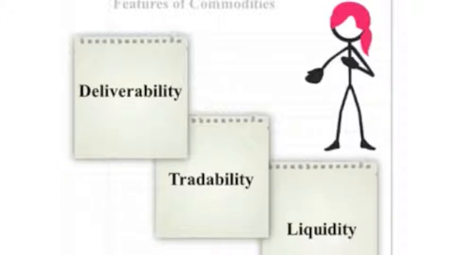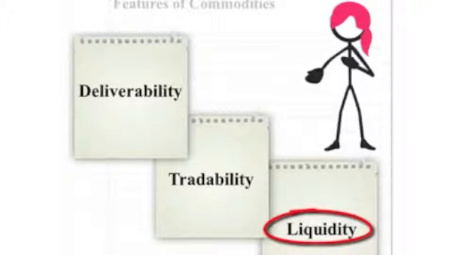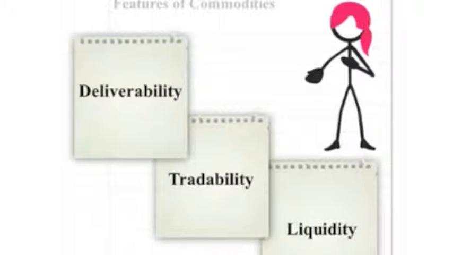The last feature we see here is liquidity. Liquidity means that a commodity has an active market with buyers and sellers constantly transacting with each other. Liquidity is critical because it gives you the option of getting in and out of an investment without having to face the difficulty of trying to find a buyer or a seller for your securities.